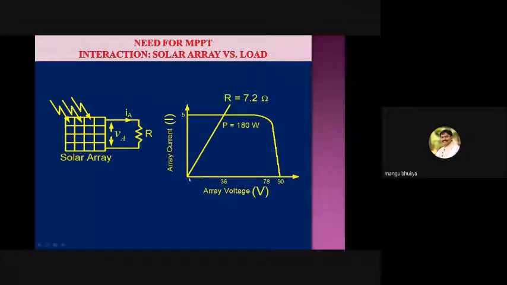As the voltage across the panel increases, the power increases, as we just saw, and it reaches a peak value. After that, even if you increase the voltage across the panel, the power drawn from the panel decreases. And the operating point is nothing but the intersection of the load characteristics with the source characteristics.